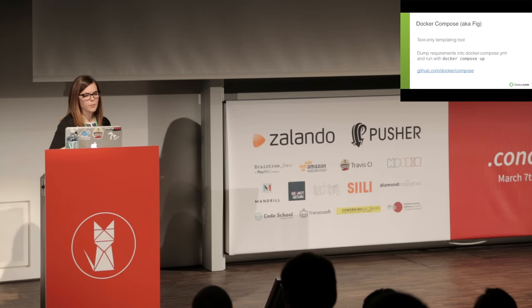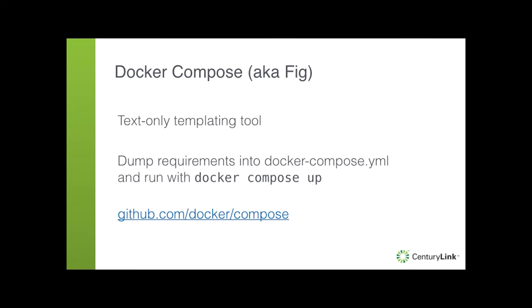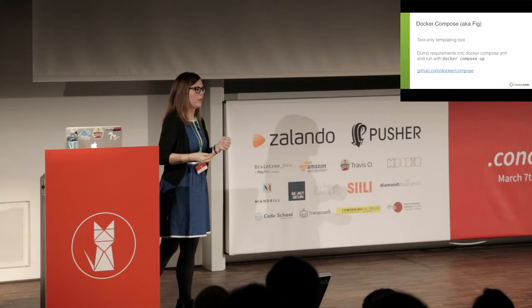There are a couple available for you. Docker has one called Docker Compose. It used to be called Fig. They bought Fig and absorbed it and turned it around, and now it's called Docker Compose, which is great, but I like Fig better because it is shorter.